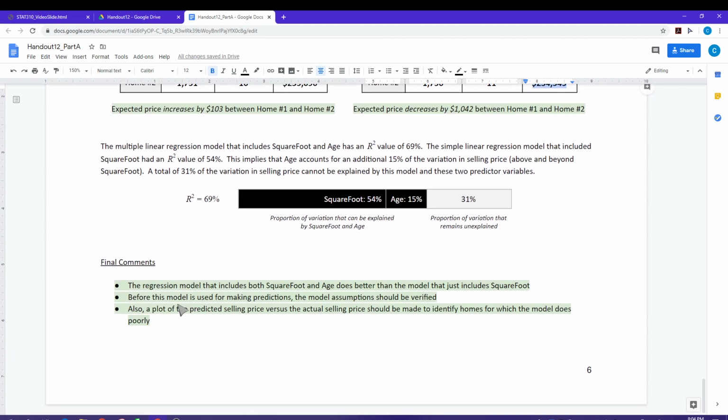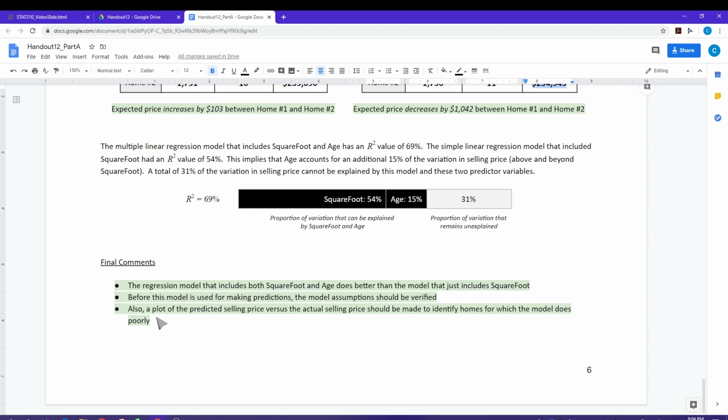Okay, bottom of page 6 here. Final comments. The regression model that includes both square foot and age does a better job. It has a higher R squared and a smaller root mean square error. Before we do any predictions with this model, we should check the model assumptions.